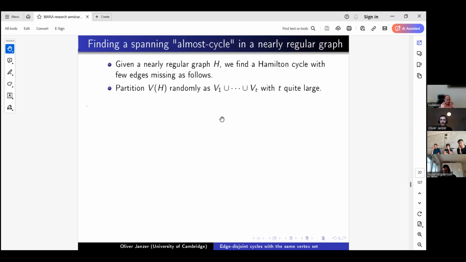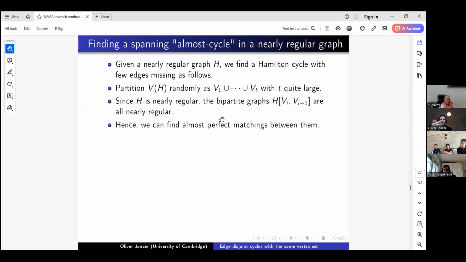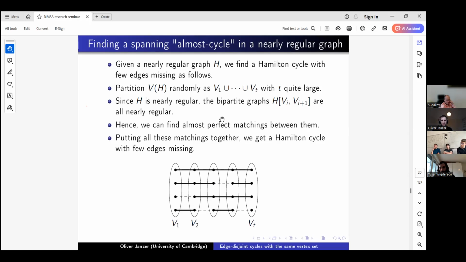What you do is you partition your vertex set randomly into a large-ish number of parts, and between consecutive pairs, since these sets are random, the bipartite graphs that you get are all nearly regular. So you can find almost perfect matchings between them by Hall's theorem. And if you put all these matchings together, then you get the desired structure, a Hamilton cycle with a few edges missing.